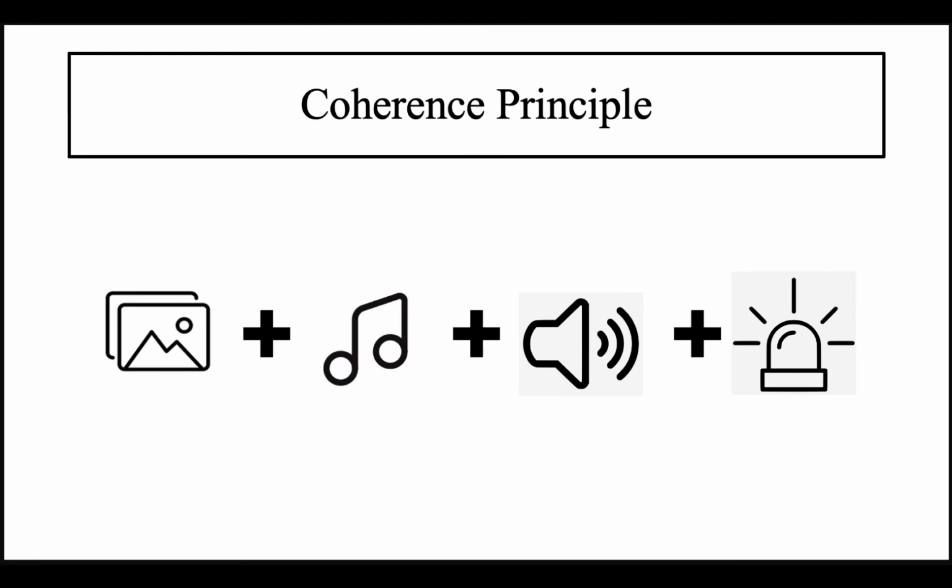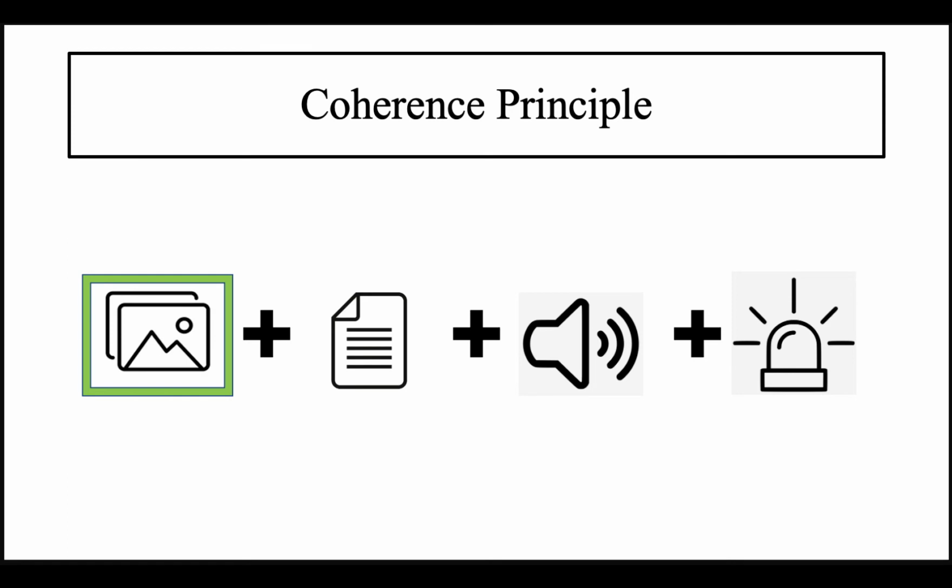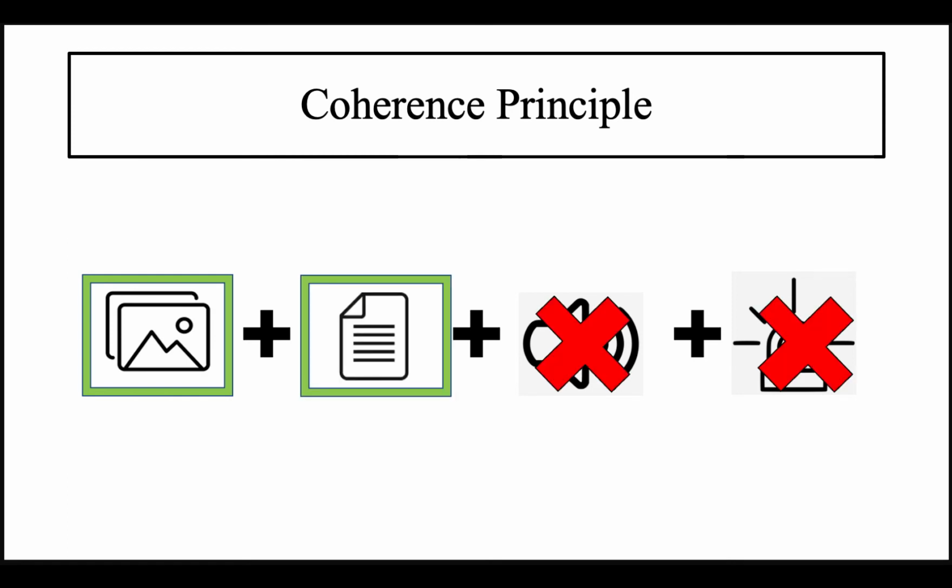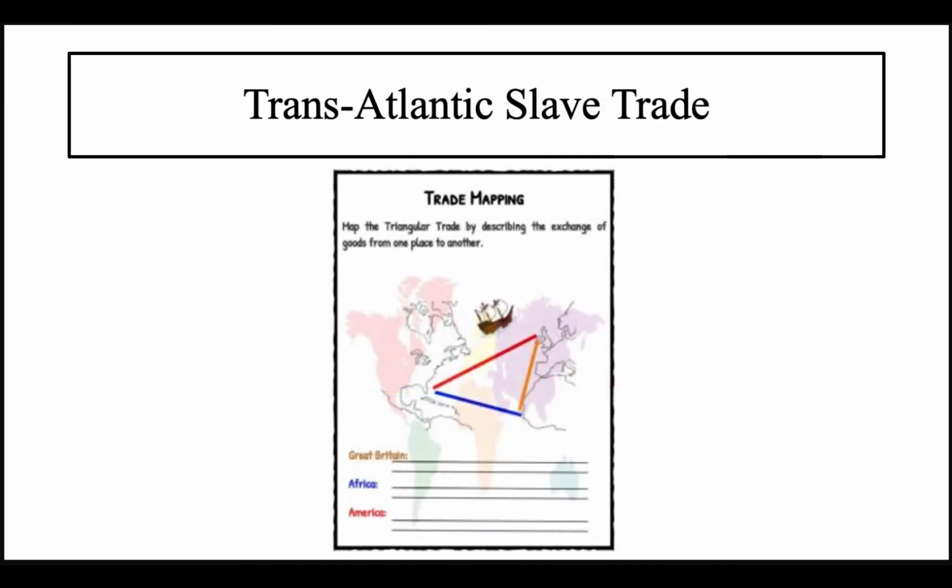The coherence principle of CTML says that you should limit your essential materials to images and text only. This will reduce distractions or extraneous processing, allowing only the important information to process.